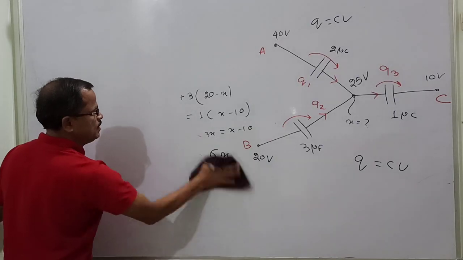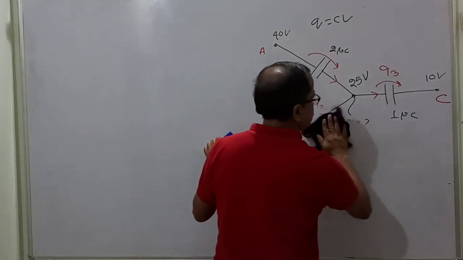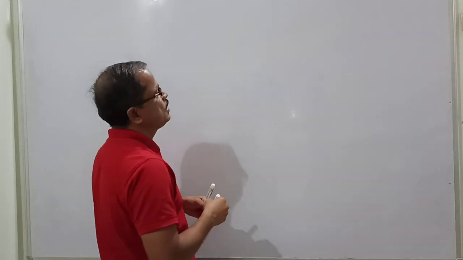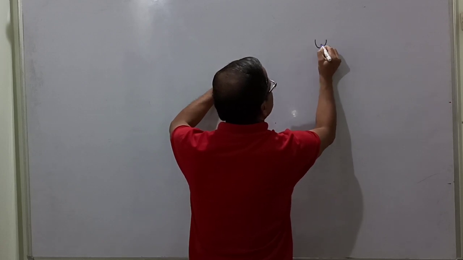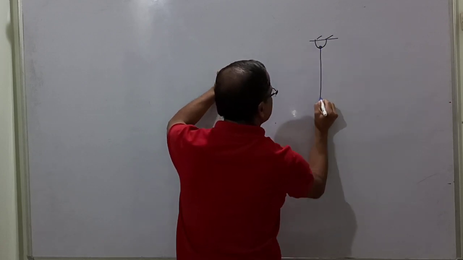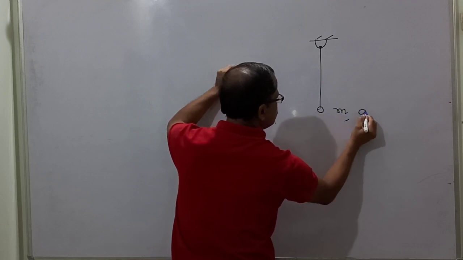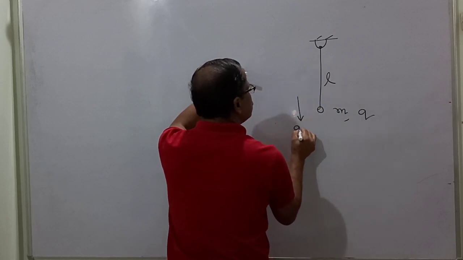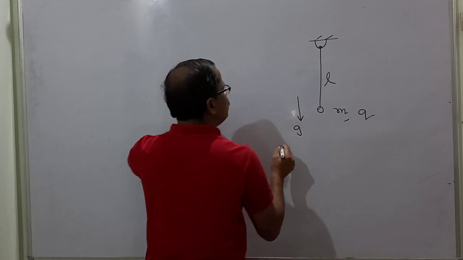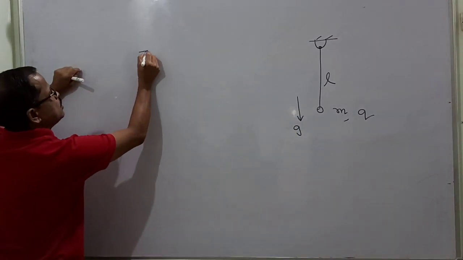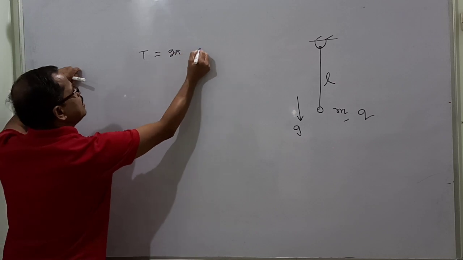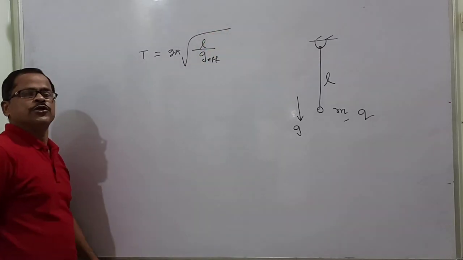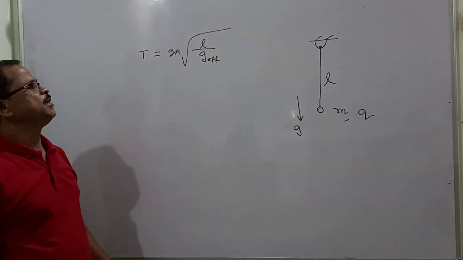The next problem is like this. There is a simple pendulum. Mass of the pendulum is m, charge of the pendulum is E, the length of the pendulum is L, and acceleration due to gravity is equal to g. Then you know the time period of a simple pendulum already, that is equal to 2 pi root of L by g effective. That is the formula of the time period of a simple pendulum. In 11th class already you have read.